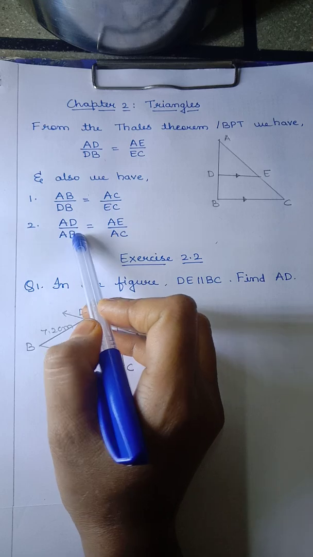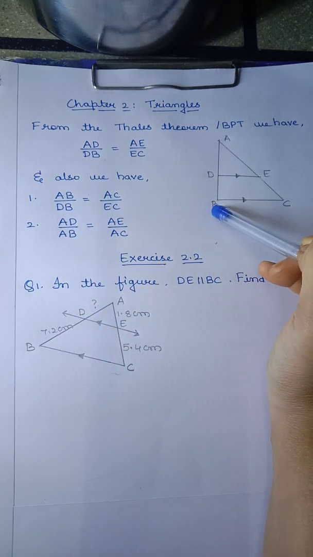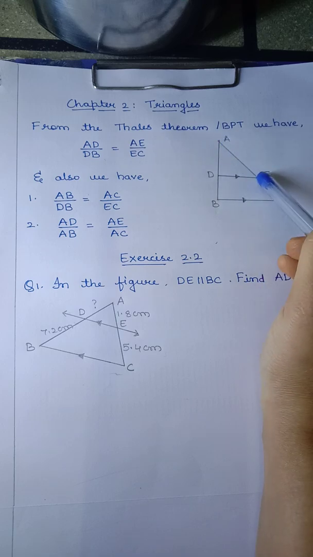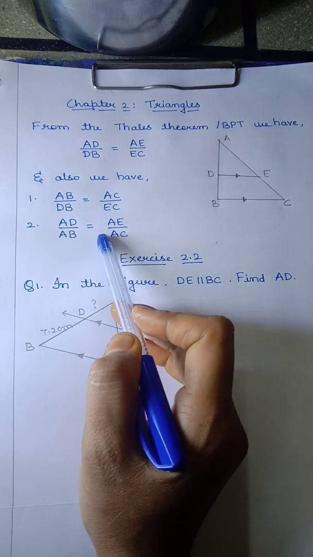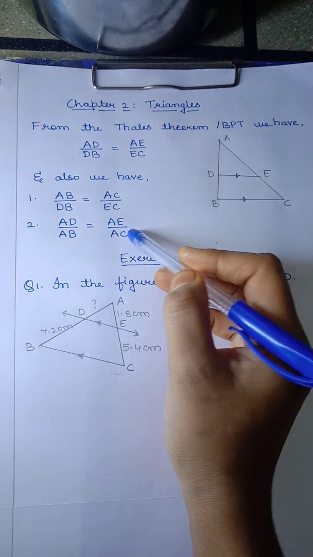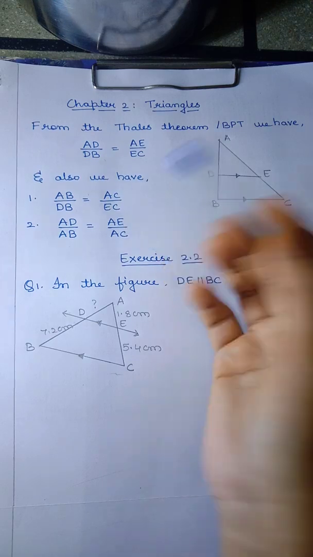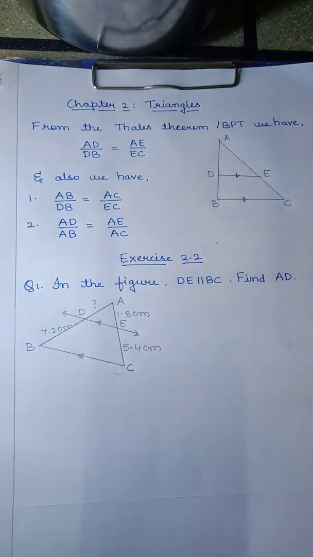Then with that, even AD by the whole side AB ratio will always be equal to AE by the whole side AC. So AD by AB will also be equal to AE by AC. So even these two things we have to remember, children. Now let's begin with exercise 2.2, the first question.